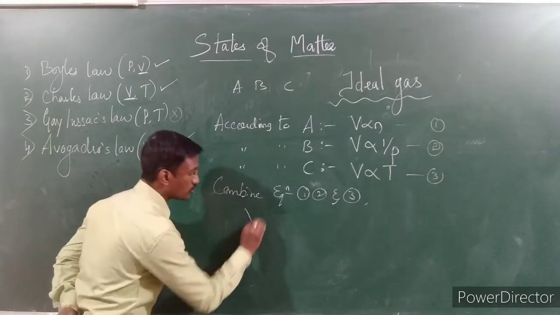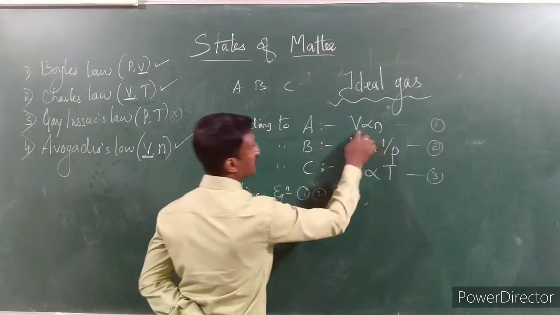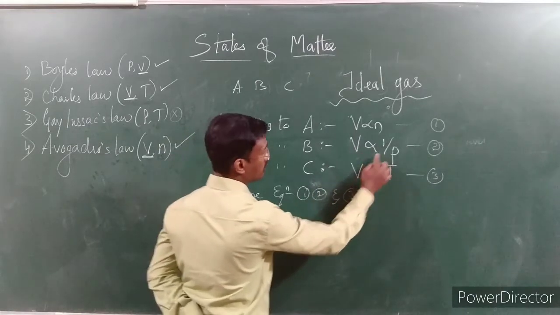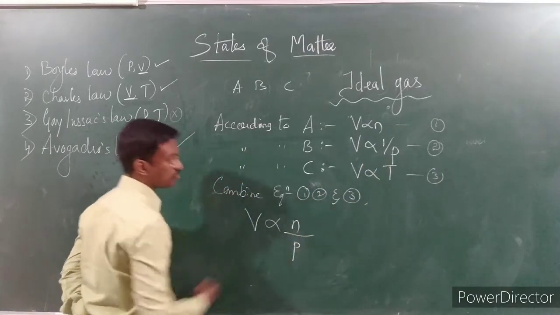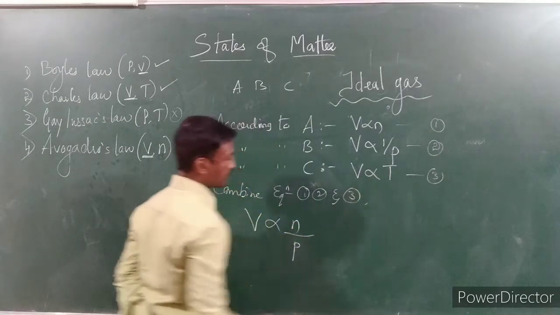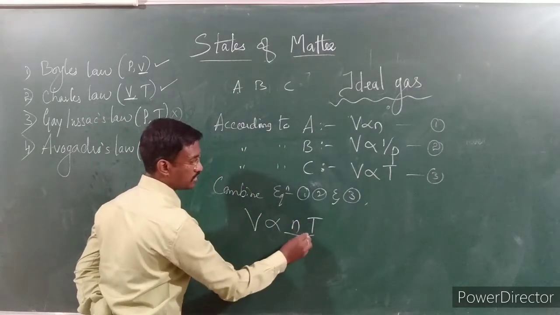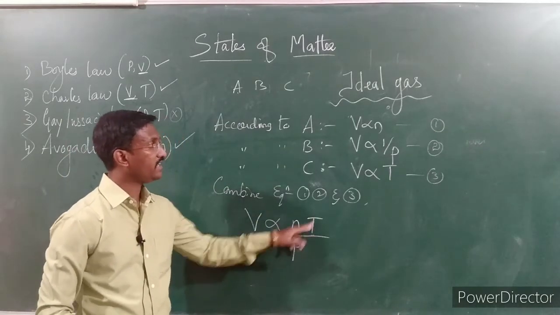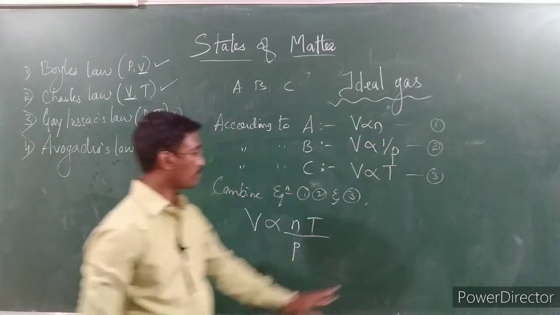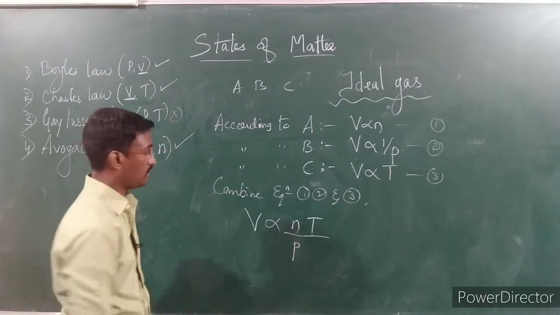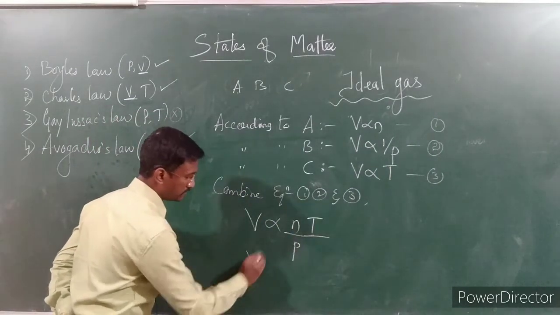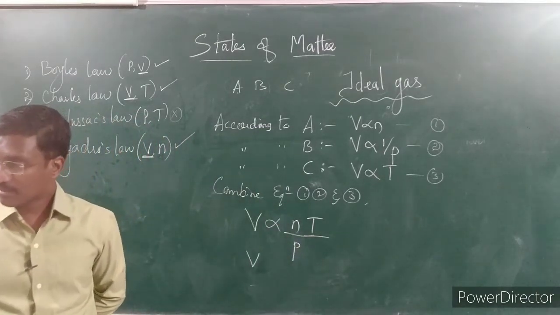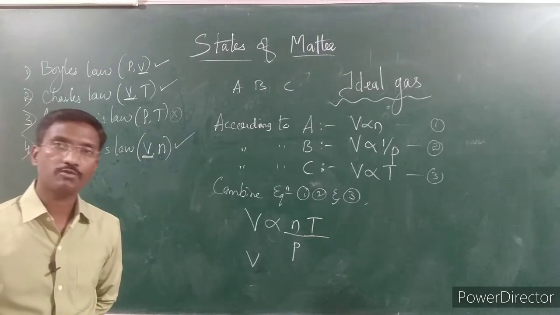Here V is directly proportional to N. In the second one, V is inversely proportional to P. And in the third one, V is directly proportional to T. Are you getting my point? V is directly proportional to N and T, and P is inversely proportional. For that reason, V is directly proportional to N, directly proportional to T, and inversely proportional to P.